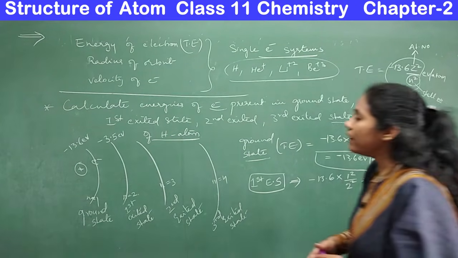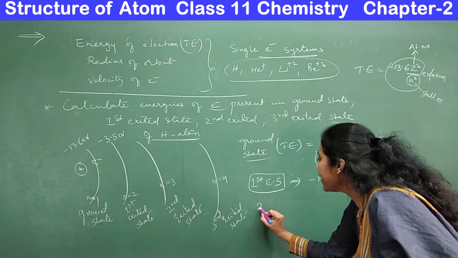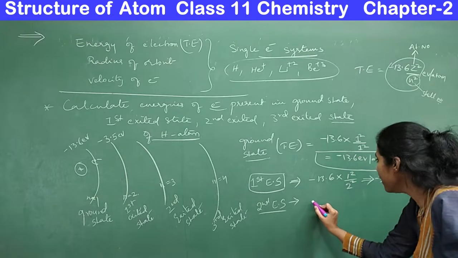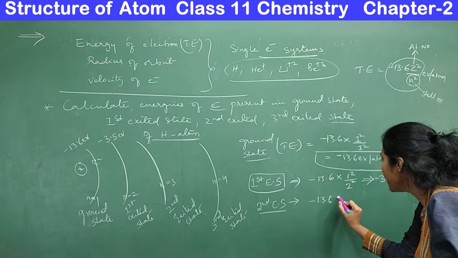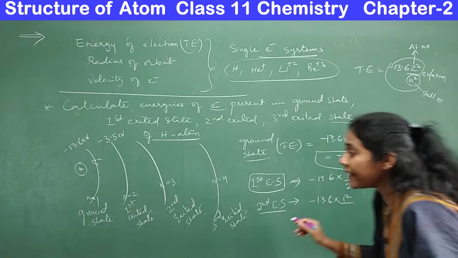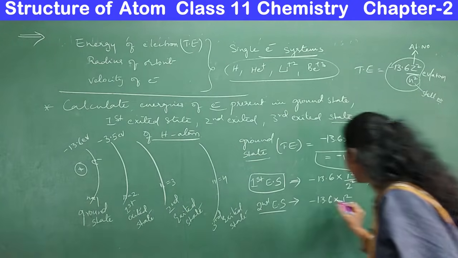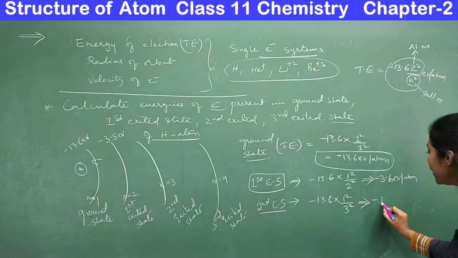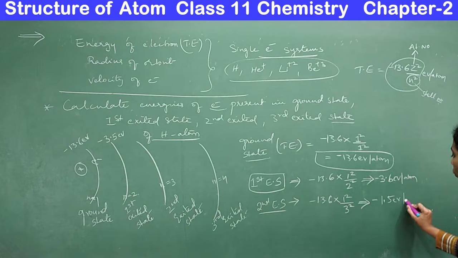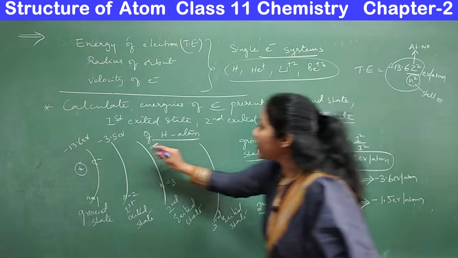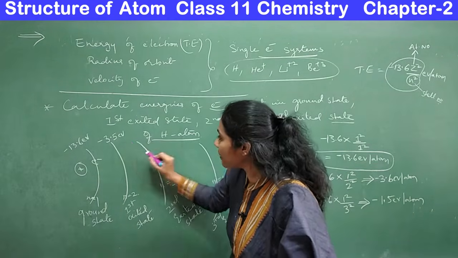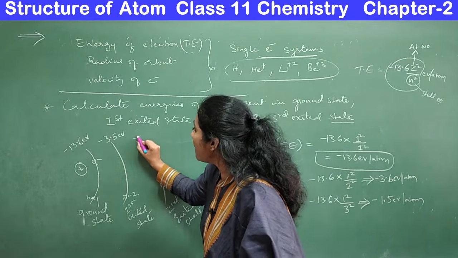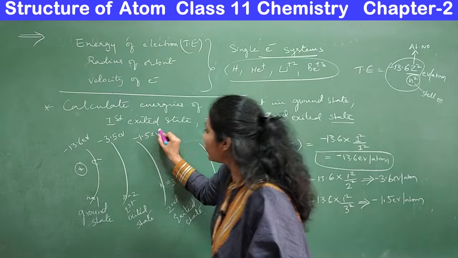Okay, so likewise for the second excited state, when you find the answer, what do you get? It is minus 13.6 into 1 square. For the second excited state, what is the N value? It is 3, right? So 3 square, that is 9 if you do. You will get the answer minus 1.5 electron volt per atom. So what is the energy of this particular shell? I mean, if the electron is there in this shell, what is its energy? It is minus 1.5 electron volt.